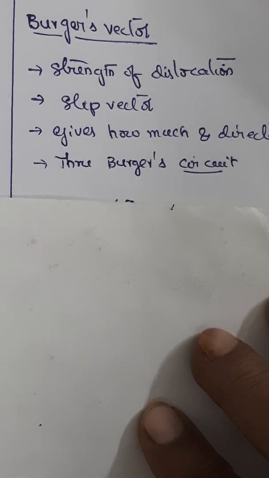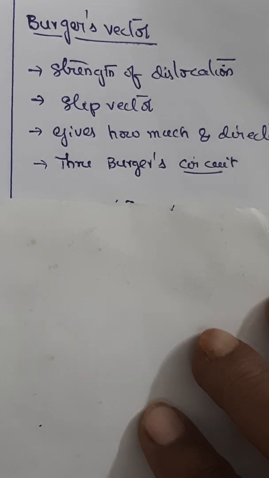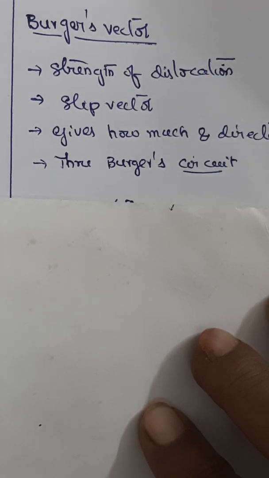The strength of any dislocation is generally described in terms of a parameter known as Burger's vector, otherwise known as a slip vector. Slip vector or Burger's vector is a parameter that helps us understand the strength of any dislocation. Slip vector and Burger vector are both the same.